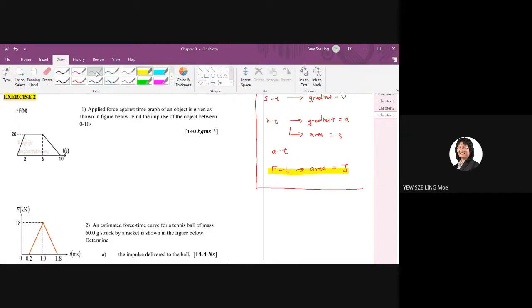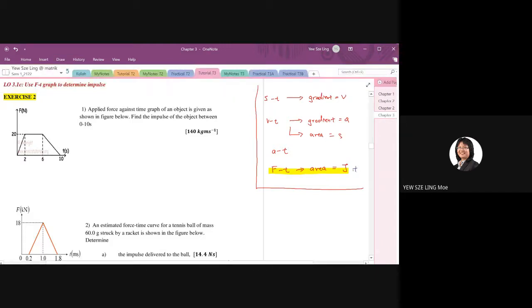Now, it is very important for you to write this in your answer. Why? Because it's worth 1 mark. It's a mark for concept. So let's look at question 1. The applied force against time graph of an object is given as shown in the figure below. You have a figure on the left hand side. Find the impulse of the object between 0 and 10 seconds. So basically, you need to calculate the area of the whole graph.